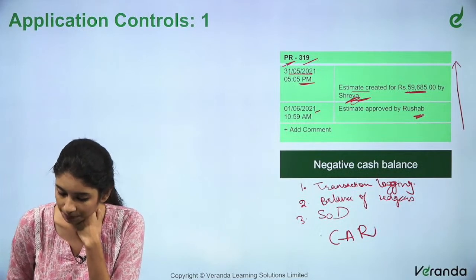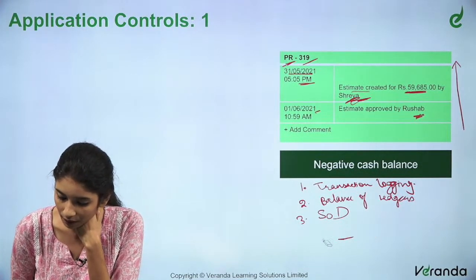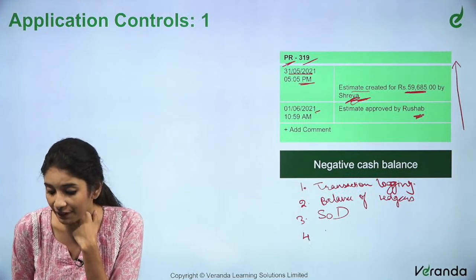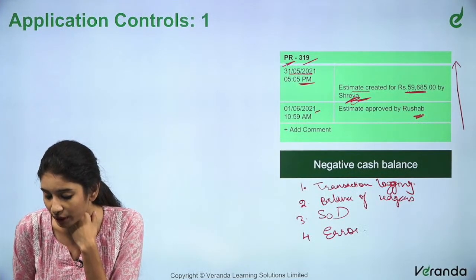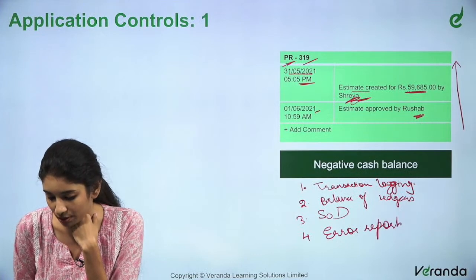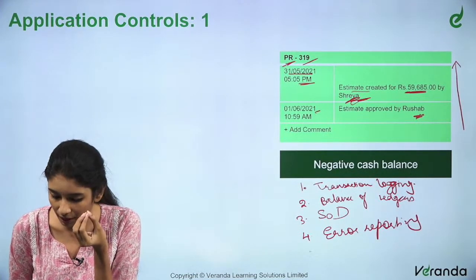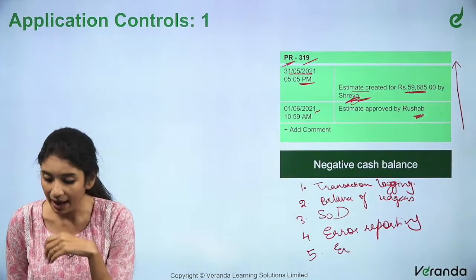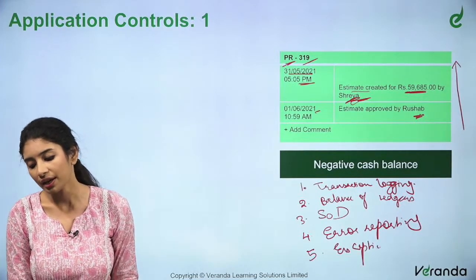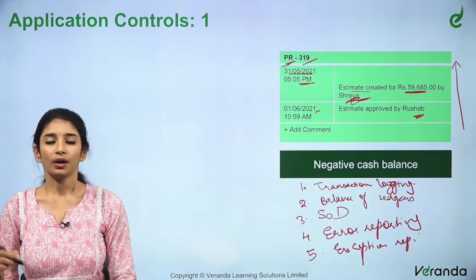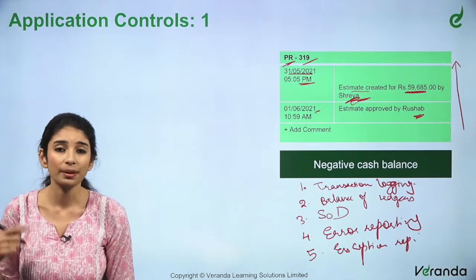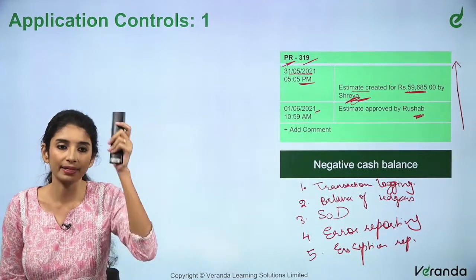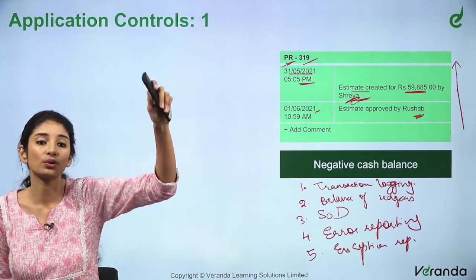Point number 4, segregation of duties. After that, if any error is there, error reporting and exception reporting. So, they have given you a list of few application controls. Please note this list is not exhaustive. Error reporting, exception reporting. Okay, in case of negative cash balance, you are still able to make cash entries. In that case, what are the reports that will be generated by the application? Very good, boys and girls. Let's go to the first point.